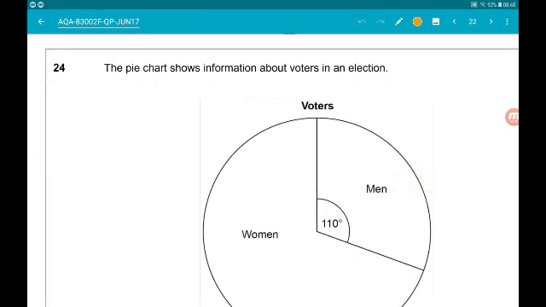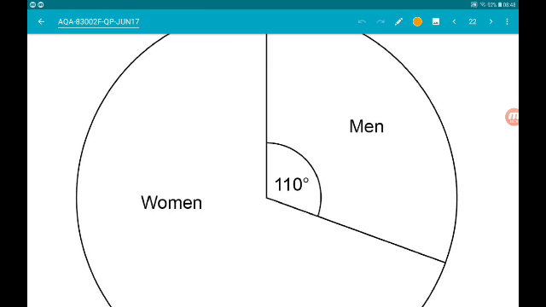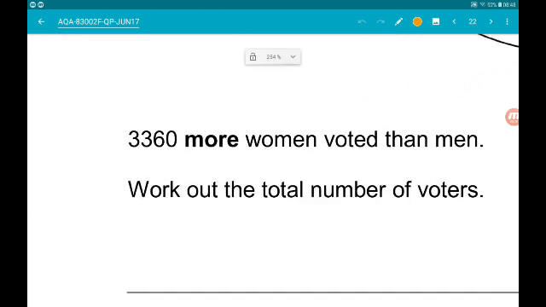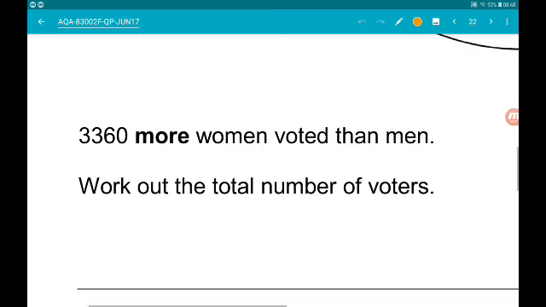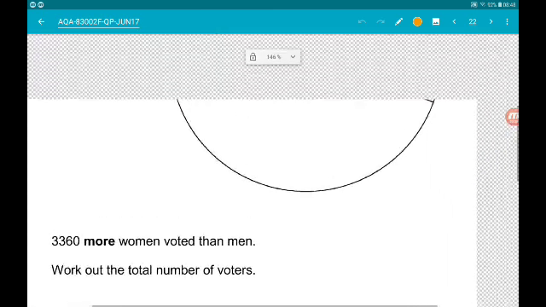Okay, 24, a bit of a tricky one from previous experience. So the pie chart shows information about votes in an election. So all we've got is men and women, and we know the angle for men. Now we are told 3,360 more women voted than men. Work out the total number of votes.